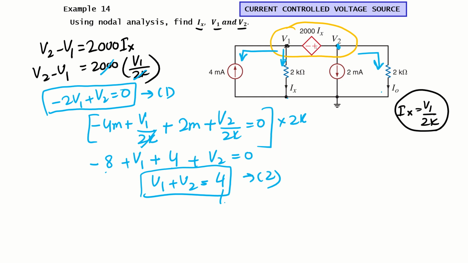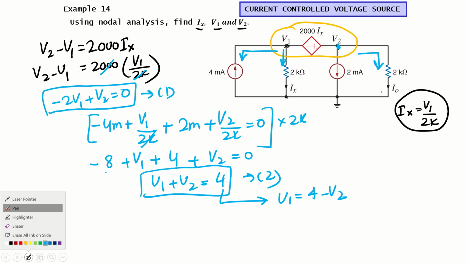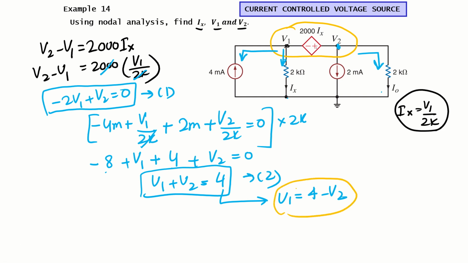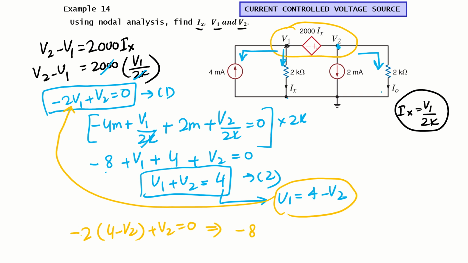So what we can substitute, for example, is V1 equal to 4 minus V2. This is just one substitution, you can go the other way around also. Let's put that in equation 1. Minus 2 times V1, which is 4 minus V2, plus V2 is equal to 0. So minus 8, 2 times 4 is 8, minus minus plus 2 times V2 plus V2 is equal to 0, or V2 is just 8 over 3 volts.